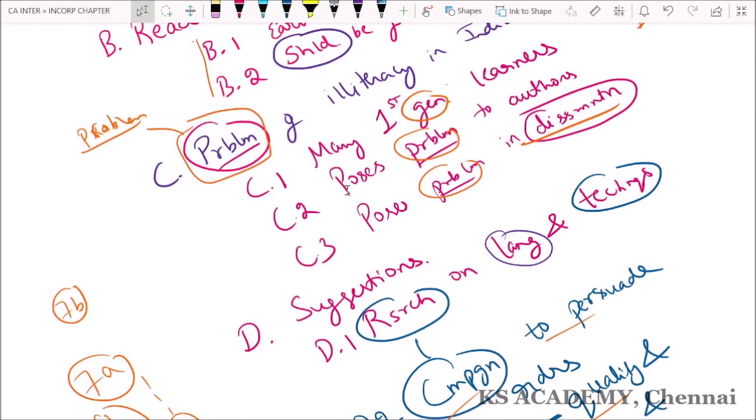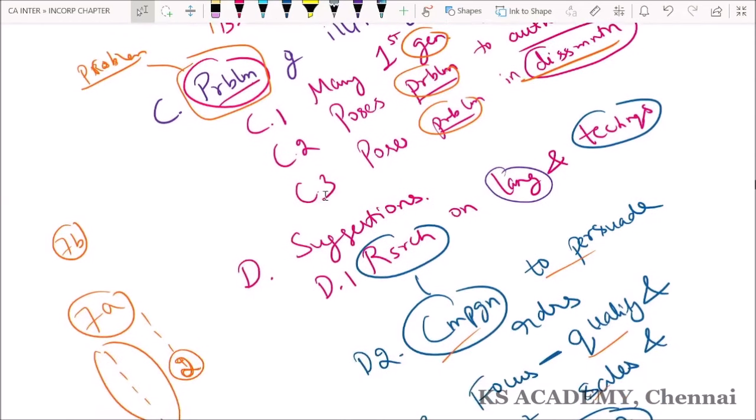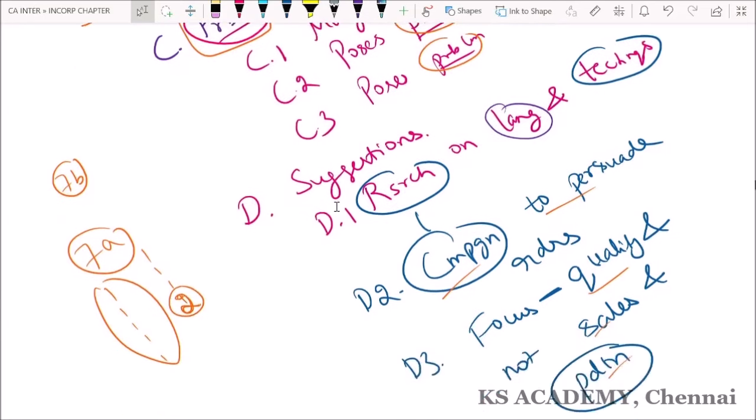Last but not the least are suggestions. What are suggestions? They are saying there should be research on language and techniques. D1, research on language and techniques. D2, campaign to persuade readers.